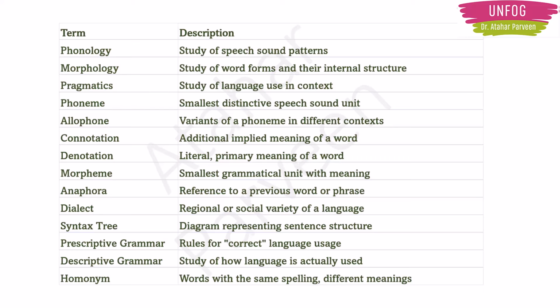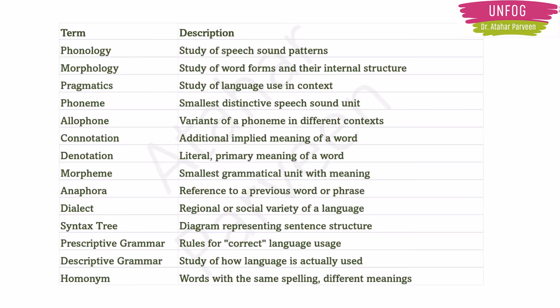Denotation is the literal, primary meaning of a word. The actual primary meaning of a word is denotation. The additional meaning, you can say, is connotation. Like that only, like phoneme, we have morpheme. It is the smallest unit with grammatical meaning. Okay, the smallest grammatical unit with meaning.